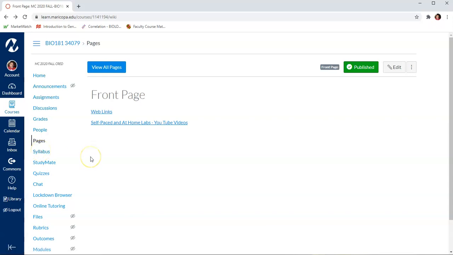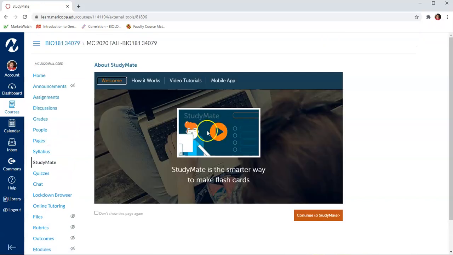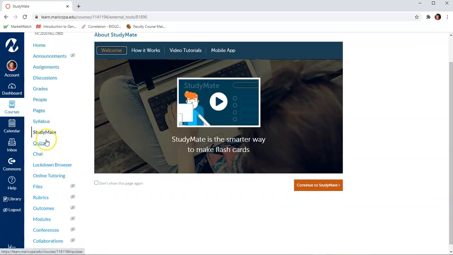All right. I'm going to skip over the syllabus for right now. I'll come back to that. Study mate is a flashcard making tool, so you can do that if you want, or you can make flashcards the old way, but there's a video on how that works.